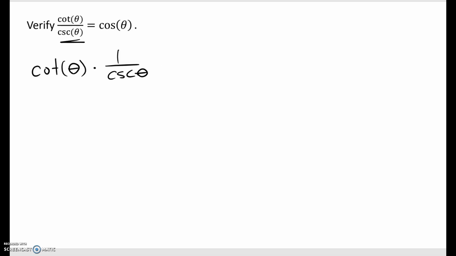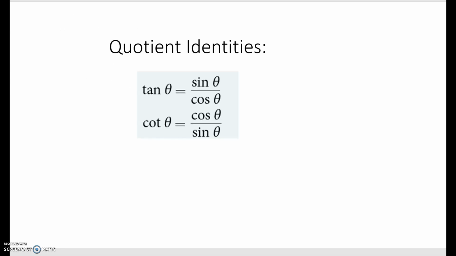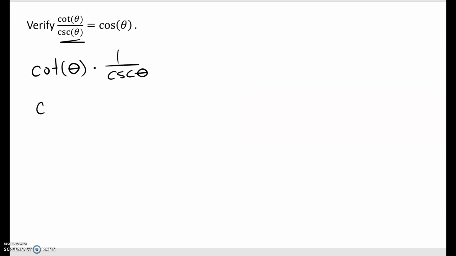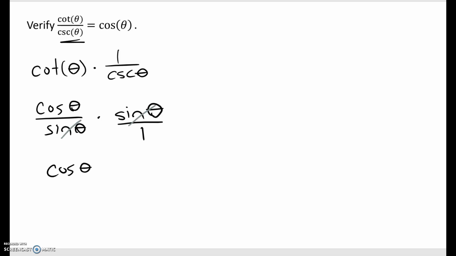And then I know that 1 over cosecant of theta is the same thing as sine. And I know that cotangent of theta is the same thing as cosine over sine. So I'm going to replace those: cosine over sine for cotangent, times sine. And I'm going to put this over 1 just to represent that sine is in the numerator. Now notice I've got a sine in the top and the bottom here, so I'm going to cancel those out, and I'm left with cosine of theta, which is what we were trying to verify.